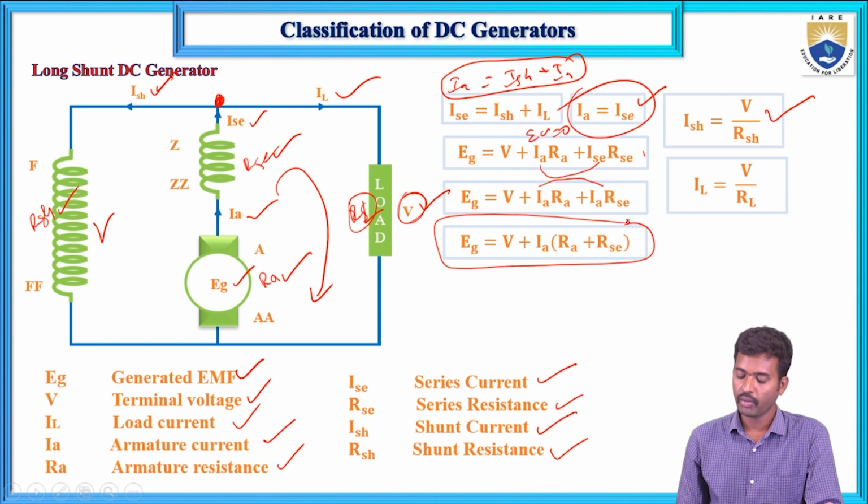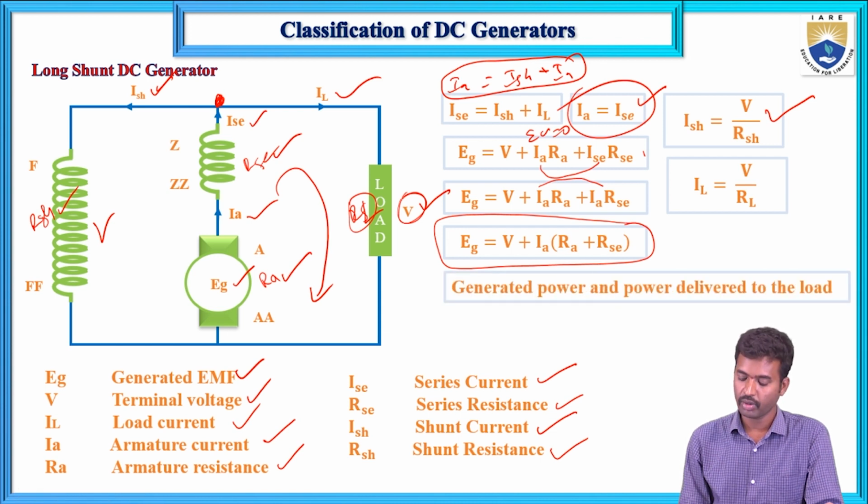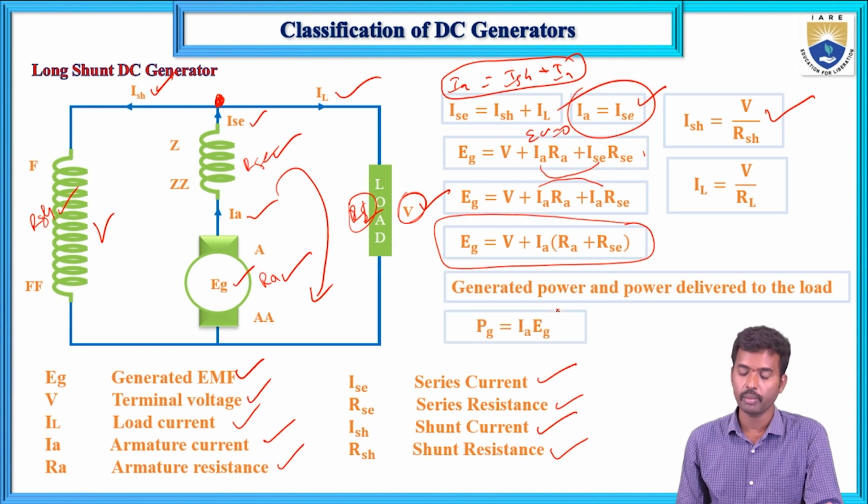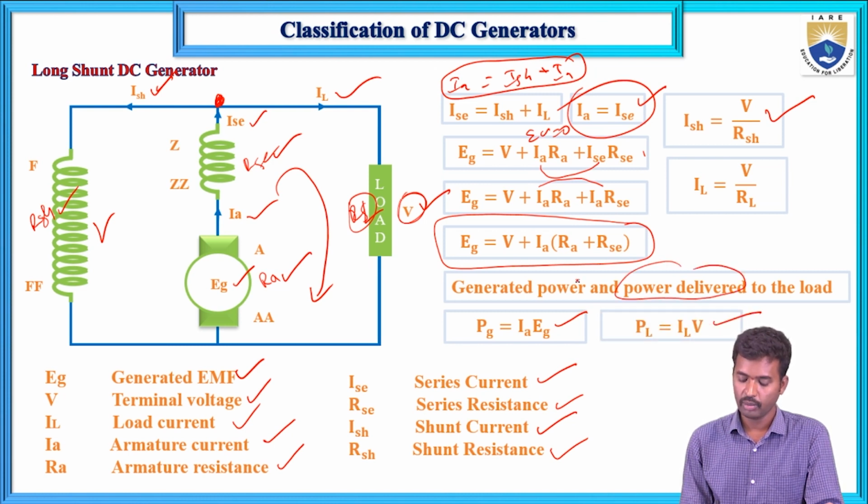Now, what are the power delivered and power generated? The power delivered to the load and the generated power formulas are the same for all generators. The power generated PG equals IA EG, and the power delivered PL equals V times IL.